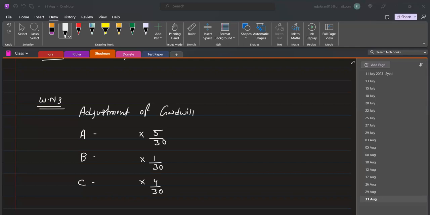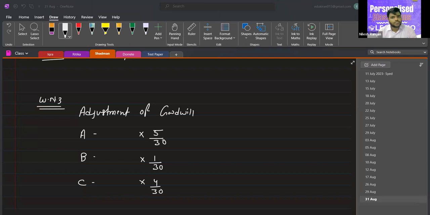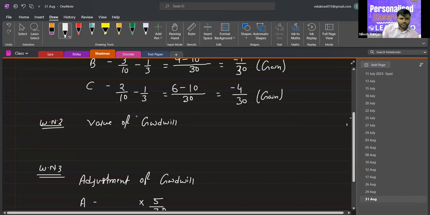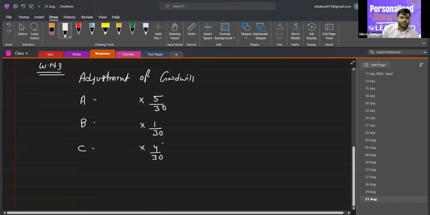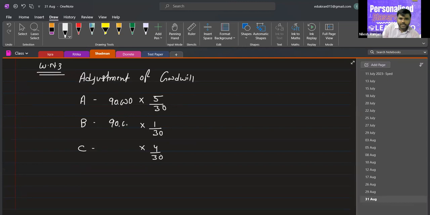Okay, so it is 45,000 into 2, because 2 years' purchase. So it is 90,000? Yes. So the value of goodwill is 90,000. And then we will multiply the 90,000 with their sacrifice or gain, which I have calculated in the first step. You can see this? Yes.